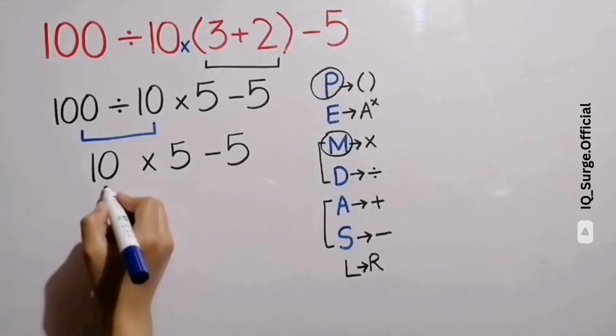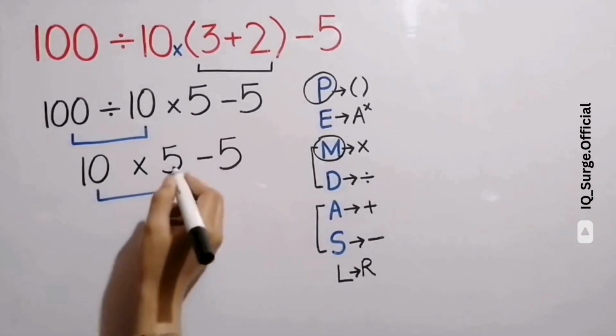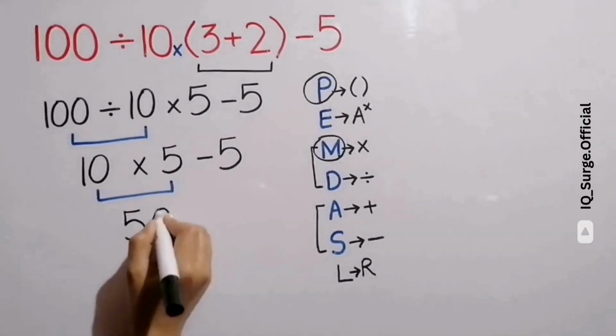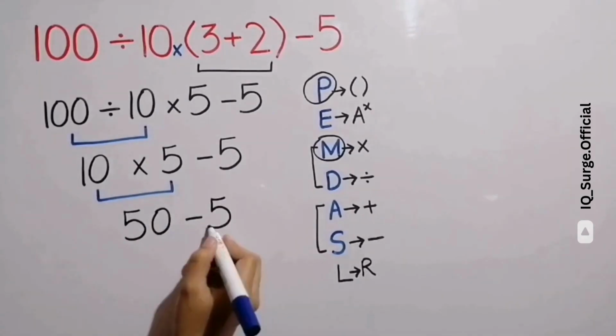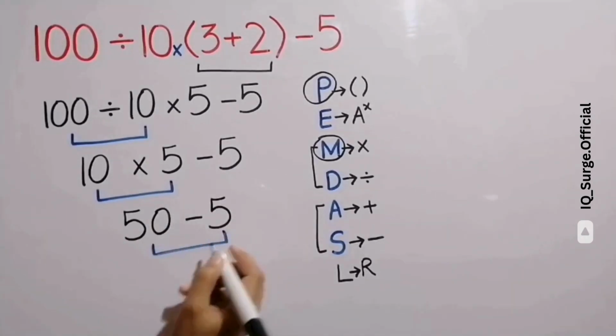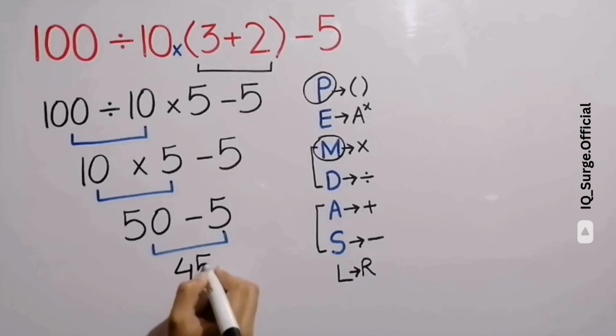So, first we do multiplication between 10 and 5 and simplify this expression as 10 times 5 equals 50 then minus 5. Finally 50 minus 5 equals 45, and this is the final answer to this expression.